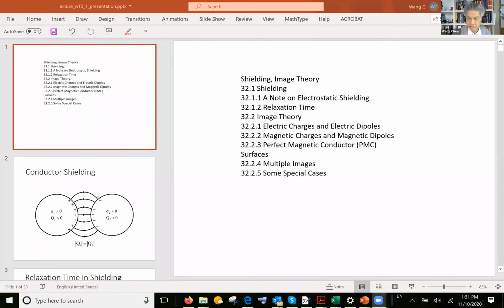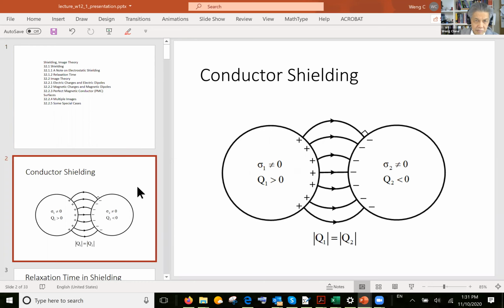So today's topic, I'm going to talk about shielding. And then after talking about shielding, we will talk about image theory. I will talk on different kinds of shielding and image theory. And then let me begin by just having a very simple picture of two conductors.